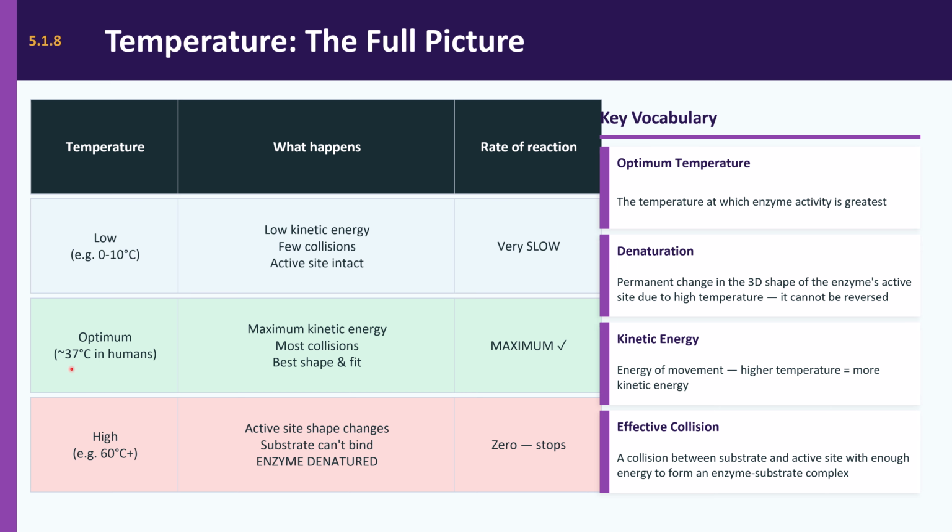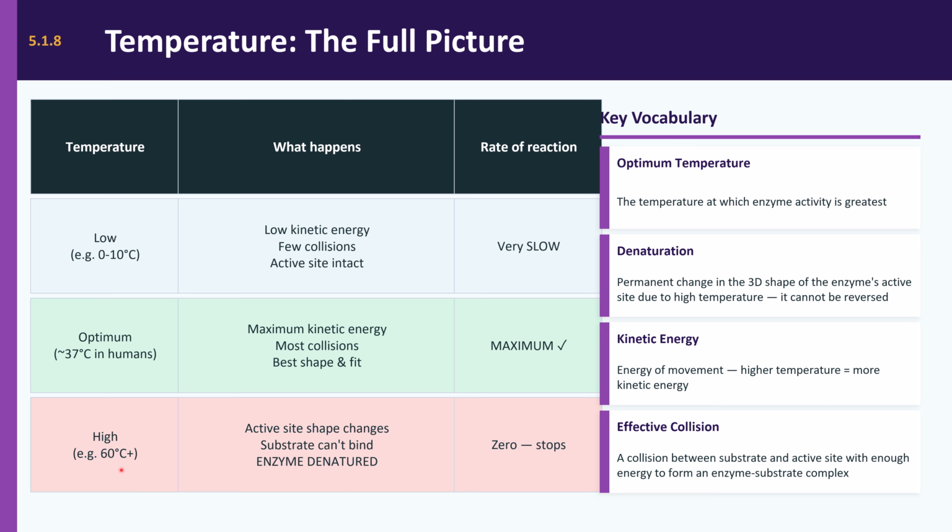Optimum, that is 37 degrees centigrade in humans. Then we hit the optimum temperature in humans. This is typically around 37 degrees centigrade. Here we have the perfect balance. Maximum kinetic energy leading to the most frequent collisions, combined with the enzyme's best physical shape and fit. This results in a maximum rate of reaction.